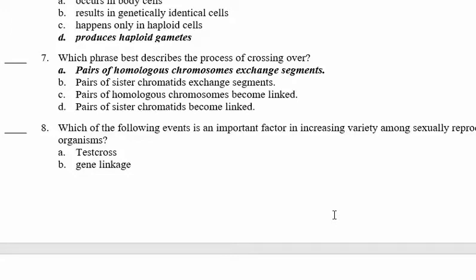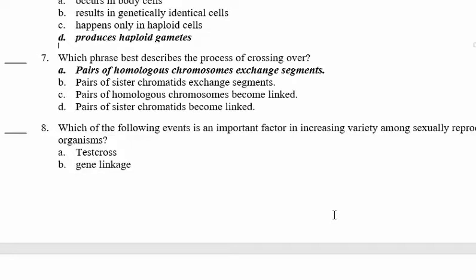Which phrase best describes the process of crossing over? The pair of homologous chromosomes exchange segments. We said that pairs of homologous chromosomes are close together during the process of meiosis, and then part of the tip of each chromosome crosses over to the other chromosome. And if there are genes that are close together on this part that is moving, they are going to be linked together, and they are going to be moving together. And all of this is to increase the genetic diversity in case of meiosis.